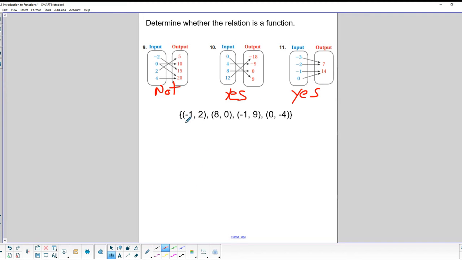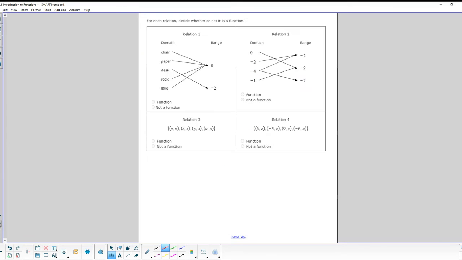Okay, let's take a look at this last one. We got -1, 8, -1, and 0. So the two we really need to focus on are this -1 here and -1 here. What is the output with that -1 input? Well, this is an output for -1, and so is this. And I notice the output is different. For the first time we put it in, we got 2. For the second time we put it in, we got 9. So this makes it not a function. So not a function. Okay, keep on going.